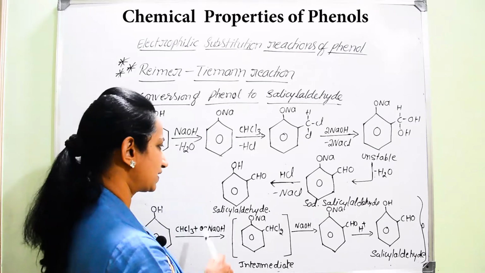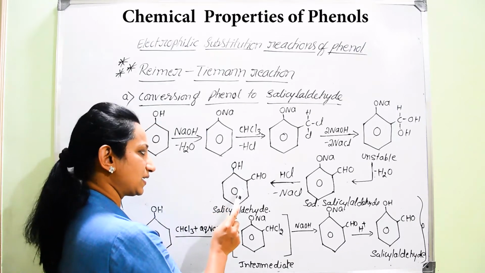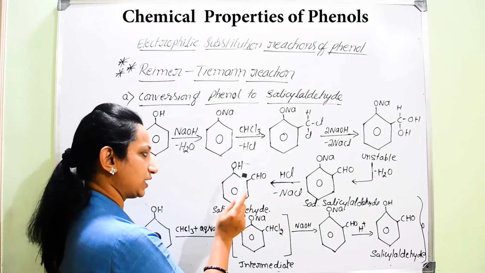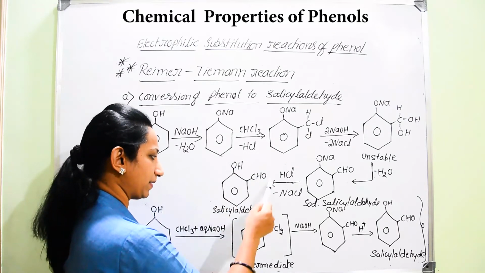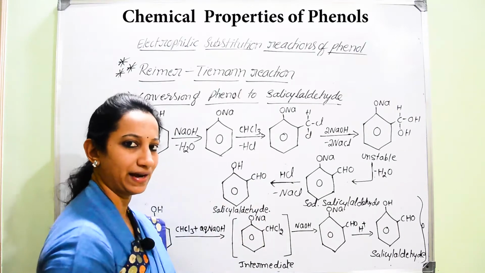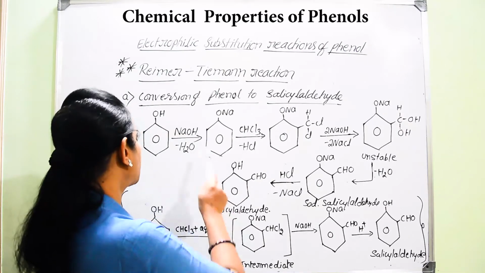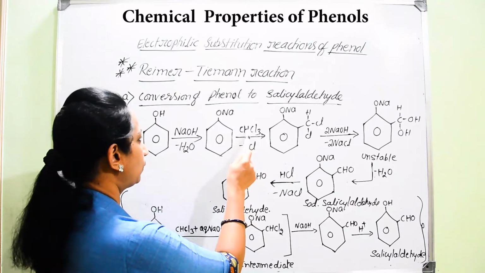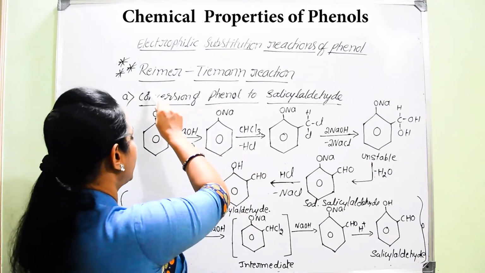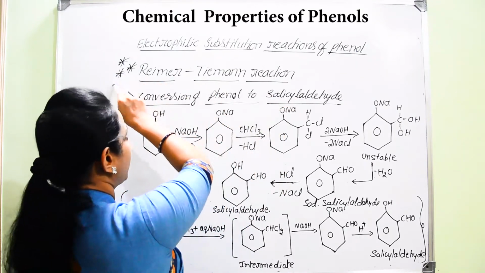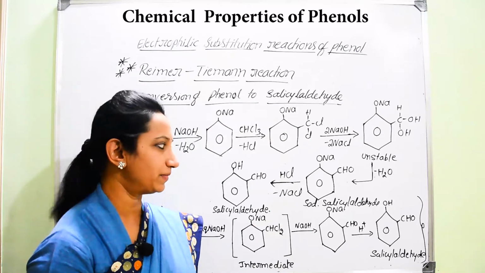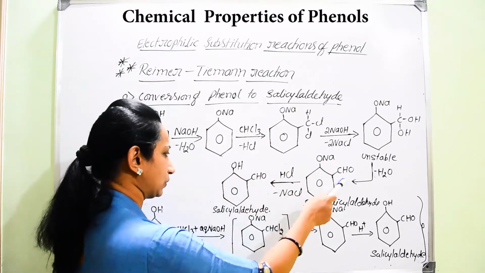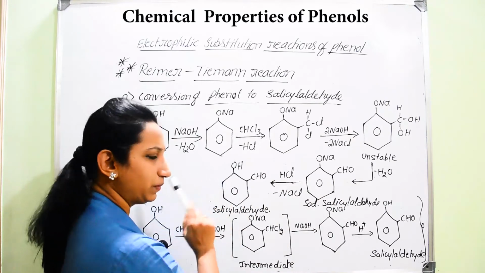Now it is obvious that if the benzene ring has an attached OH and CHO, it is named salicylaldehyde. So the conversion of phenol to salicylaldehyde using chloroform and sodium hydroxide is popularly called what? Reimer-Tiemann reaction. Now there are several steps included here, which I have written on the board.